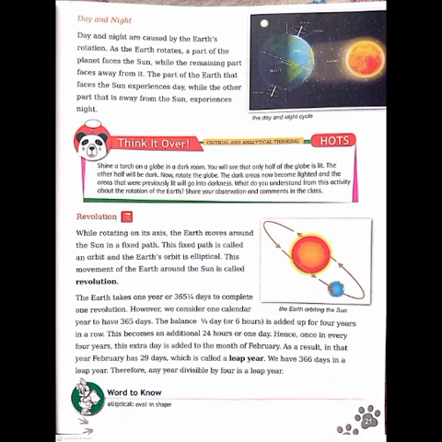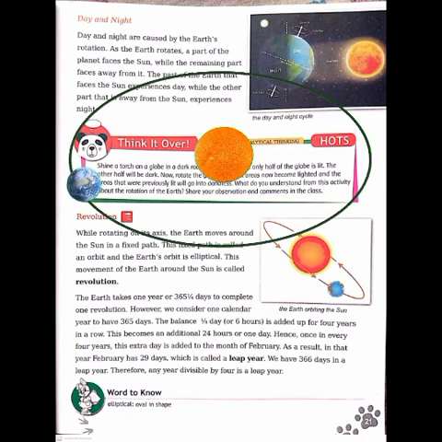Now the second type of movement is revolution. While rotating on its axis, when the earth moves around the sun in a fixed path, it is called revolution. The fixed path is called an orbit, and the earth moving around the sun is called revolution. The orbit is elliptical in shape. The earth takes 1 year, or 365 and 1/4 days, to complete one revolution.